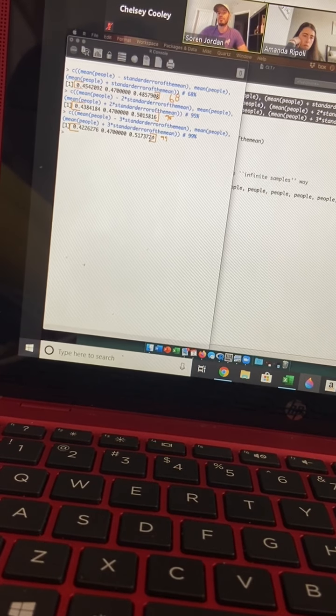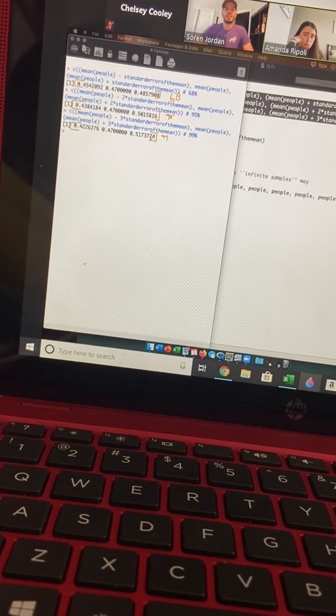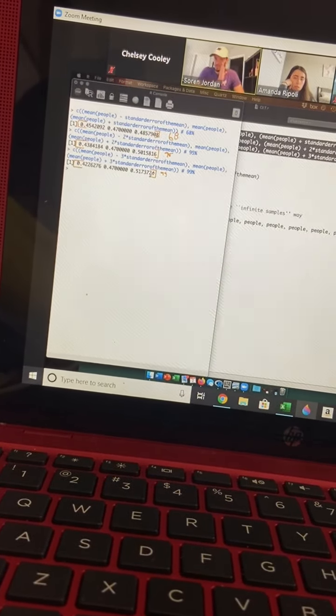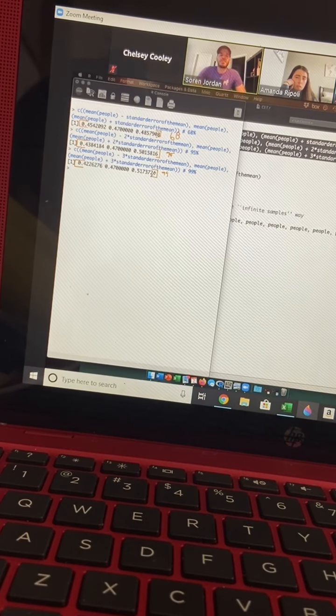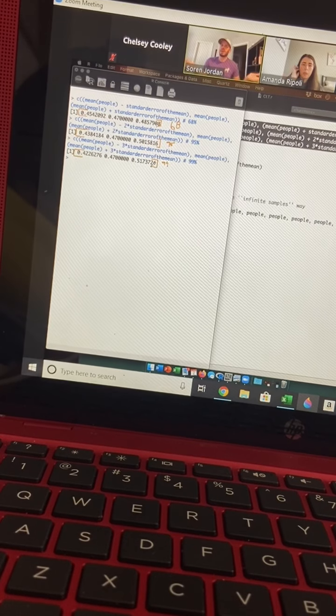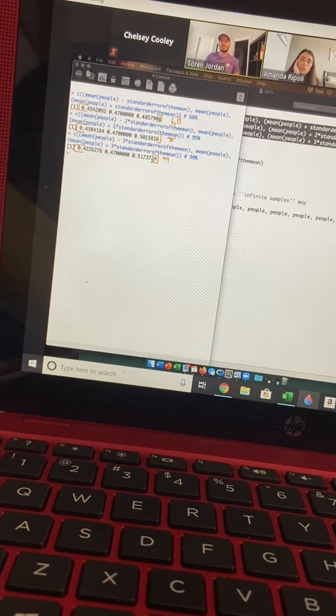Which of them should I pick, how sure should I be? 68, 95, or 99? 99. Here's the secret answer. It's just up to me. It would probably be better, like, I want to be as confident as I possibly can, right? But it's actually going to depend a little bit on the kind of science that I'm doing.